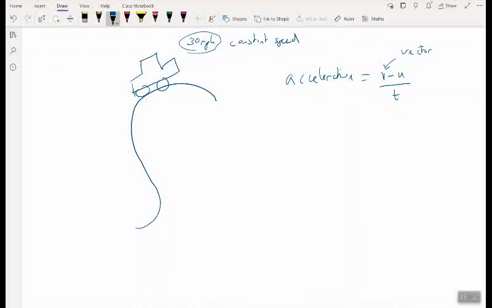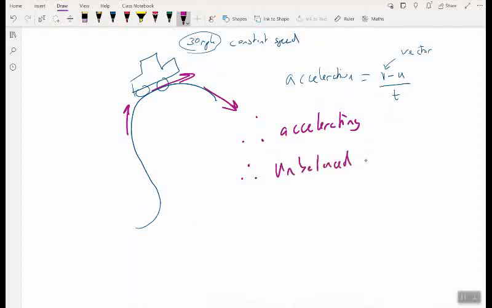So an object that turns a corner or changes direction in any way, if you were drawing the vectors on here, it was going in this direction, the velocity was. Now it's going in this direction, now it's going here. So it's changing velocity, and therefore it is accelerating. Now, what does that mean? Well, we know if an object is accelerating, its forces are unbalanced. So there must be a resultant force acting on this.